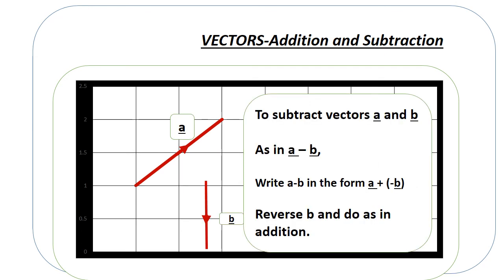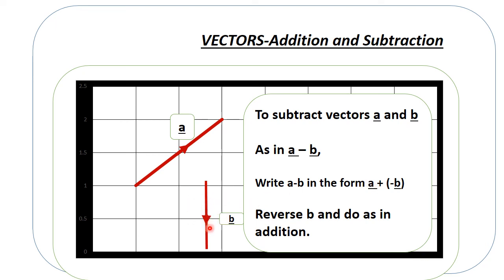Next, we look at subtraction, which is just the opposite of addition. To subtract vectors A and B, as in A minus B, you just add A and B, but B you take as negative. So you write A minus B in the form of A plus open bracket minus B close bracket. This minus means you have to reverse vector B. Once you reverse vector B, you can do as we did in addition. So this vector B has to be reversed.